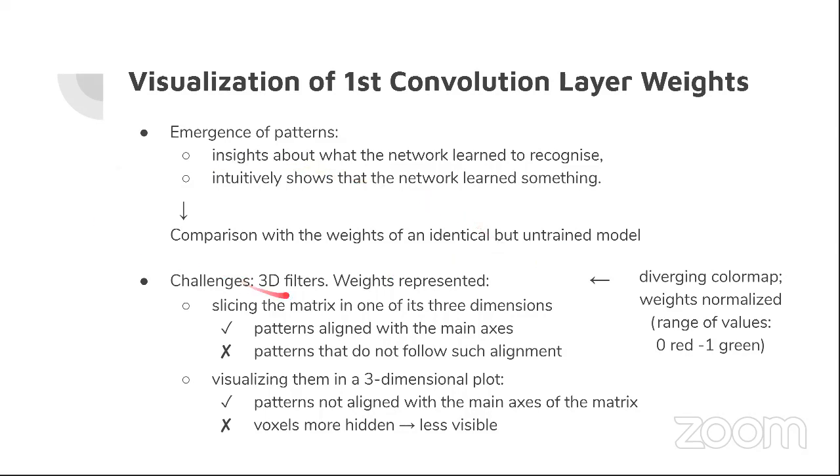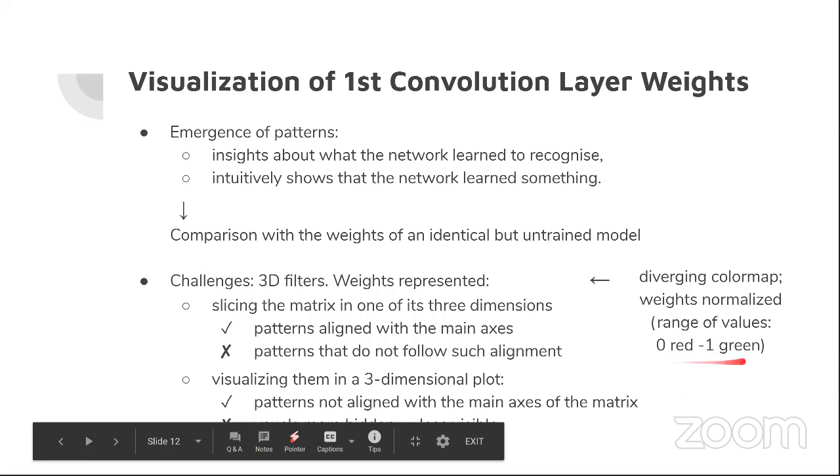The 3D nature of the filters posed a challenge. In order to solve this, what we did is that we visualized the weights in two ways. First of all, we sliced the matrix of the filter in one of its 3 dimensions. And also we visualized the matrix as a 3-dimensional plot. The weights were first normalized to a range of values between 0 and 1, and then they were plotted with a diverging color map. Can you show the next slide, please?